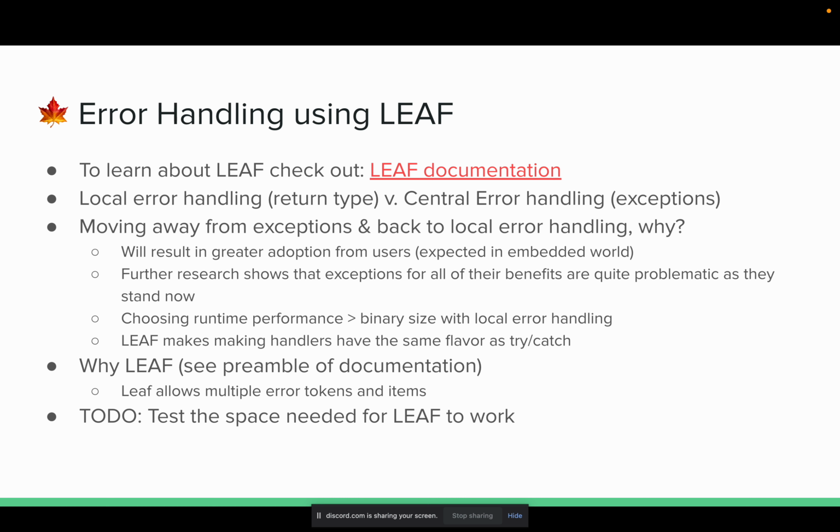So a couple reasons why I want to move to Leaf. Number one, this will result in greater adoption from users. I knew that from the start when I moved to exceptions, that I was isolating my potential future developers and users, because they would not accept exceptions. And the thing is, I understood that it wasn't that they were wrong and I need to educate them. It was very much that it does not work for your use case. You're trying to use a safe system.